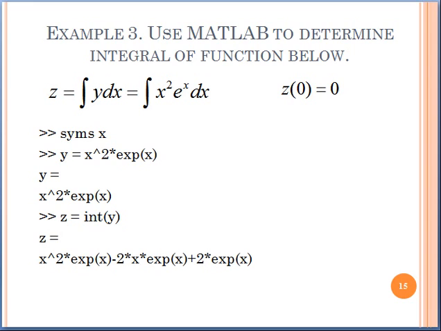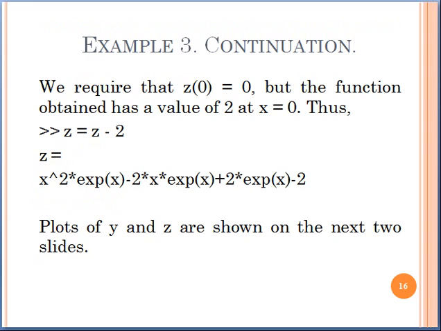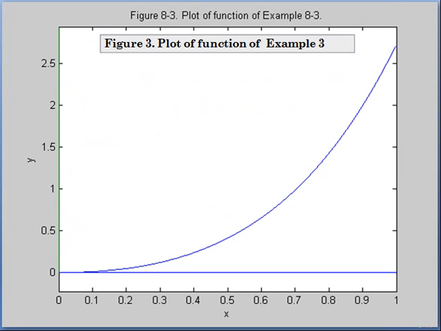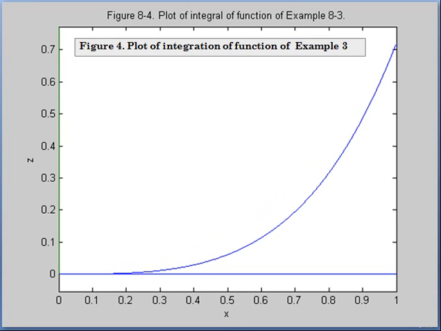Now we are also given here that z of 0 is 0, but the function obtained has a value of 2 at x equal to 0. That is, if you put the value of x as 0, then the value of z will be 2. So for obtaining z of 0 equal to 0, we have to give a command z equal to z minus 2, and now z will become this expression. Now the plots of y and z. This is the plot of x and y, and this is the plot of z with respect to x.